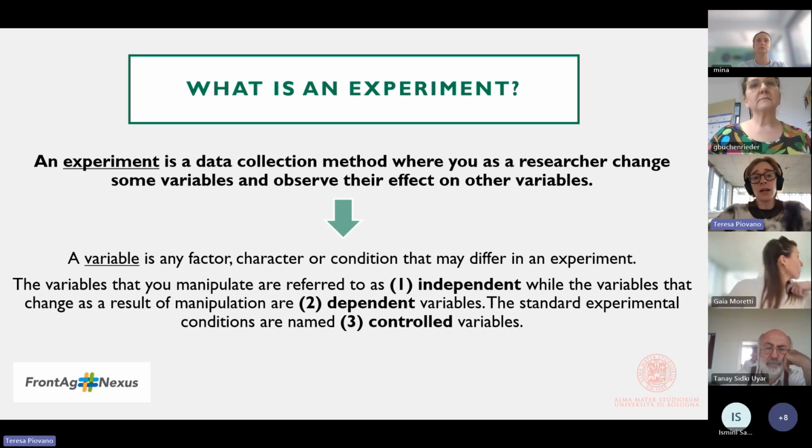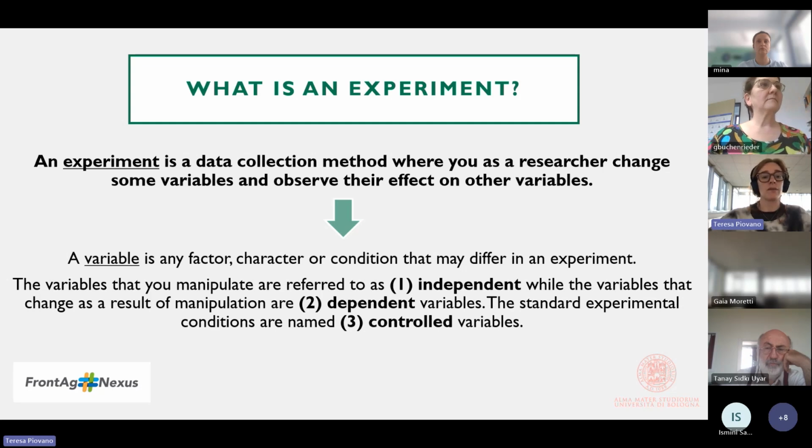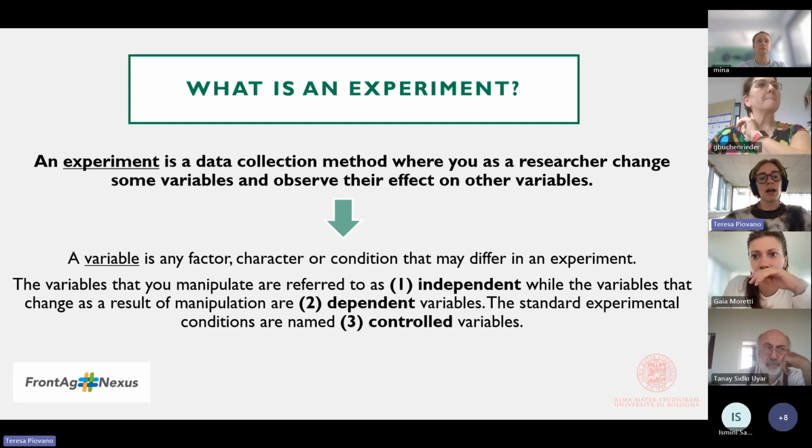A variable is a factor, a character, or a condition that may differ in an experiment. And the variables that you manipulate are referred to as independent, while the variables that change as a result of manipulation are dependent variables. The standard experimental conditions are named controlled variables.